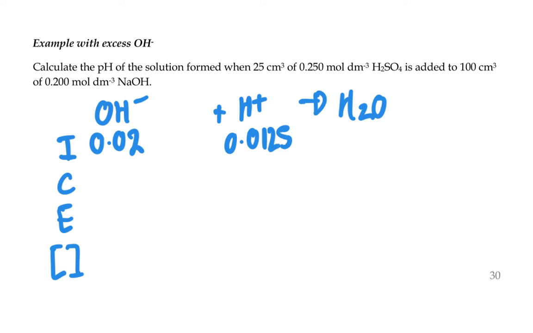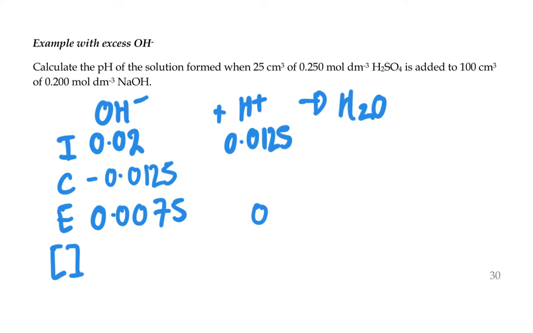Now this time my OH minus is in excess, so I'm going to use up all the H plus to end up with no H plus left at the end, and 0.0075 moles of OH minus. So I divide that by the total volume, which in this case is 125 centimetres cubed, or 0.125 decimeters, and that gets me a concentration of 0.06. But I need to do an extra step because that's OH minus. So I need to slot it into my Kw expression to get my moles into a concentration of H plus and then slot that into my pH.